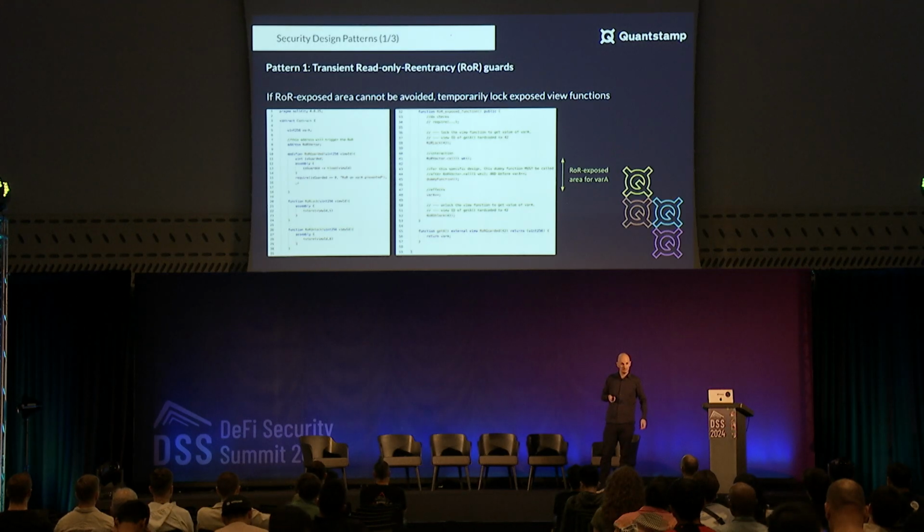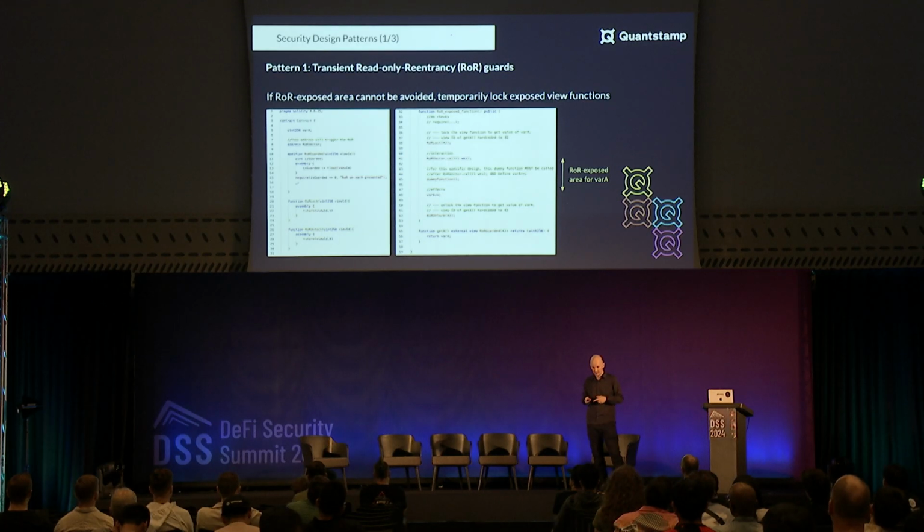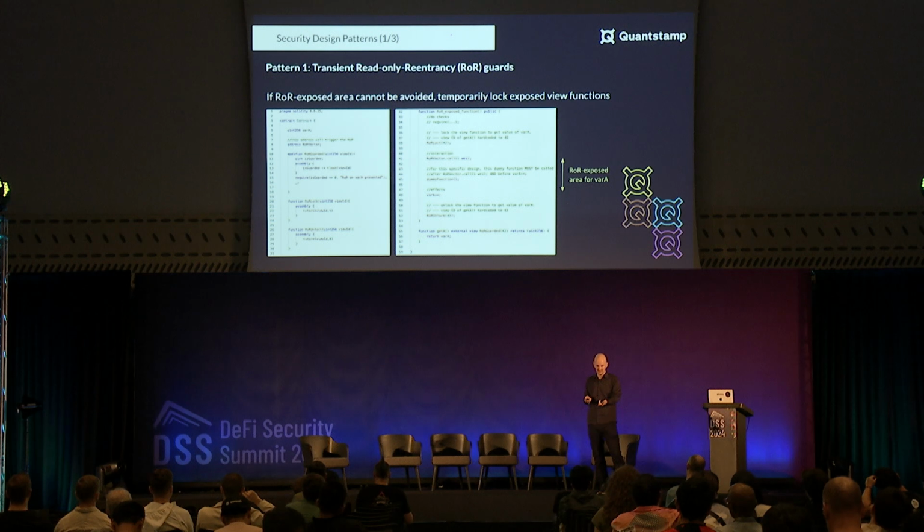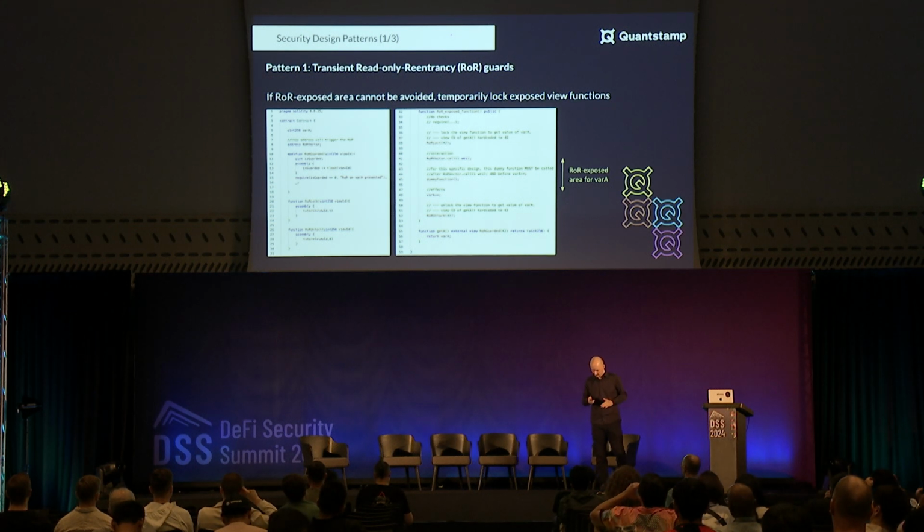For this pattern, you give an ID to the view function, here 42. You use a modifier, and at the start of the exposed reentrancy area, you will lock the view function with a dedicated function, and you will unlock it at the end of the area.